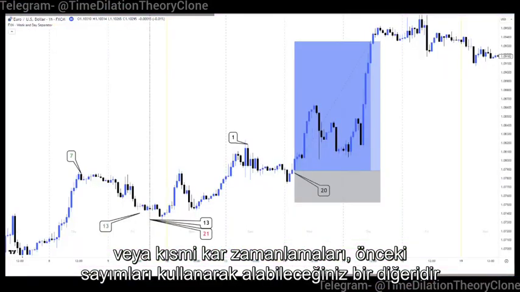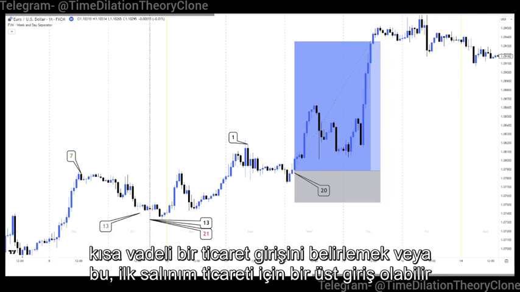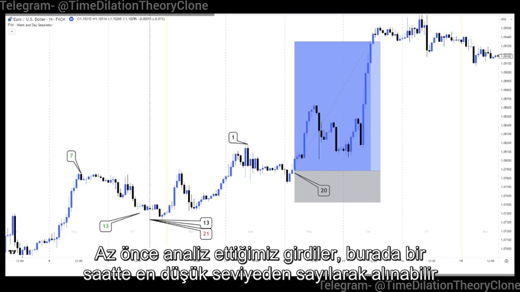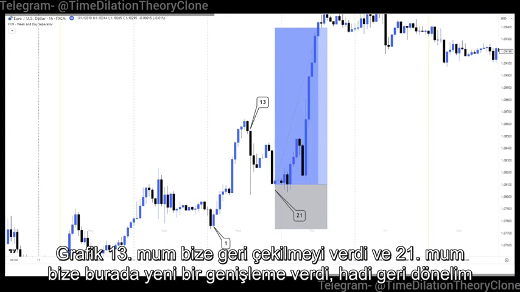Here's another one that you can take by using the previous countings and gathering these with 1-hour candle counting. As you see, I counted from 1 to 20 on 1-hour chart to determine a short-term trade entry. Or this can be a top-up entry for the initial swing trade entries we've just analyzed. This one can be taken by counting from the lowest low here on 1-hour chart. 13th candle gave us retracement, and 21st one gave us the new expansion here.